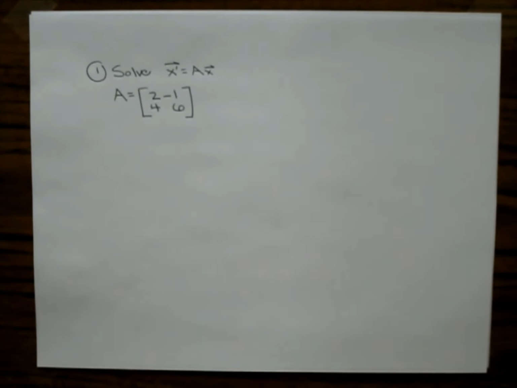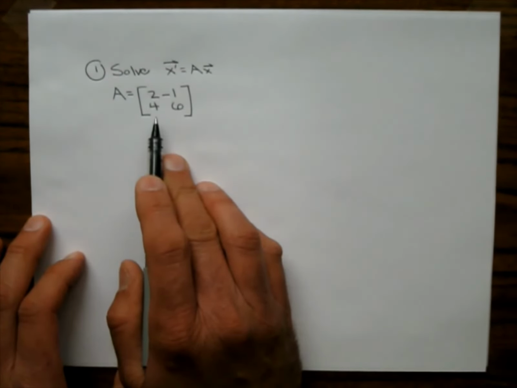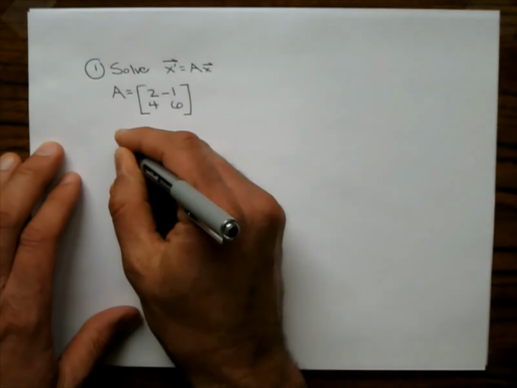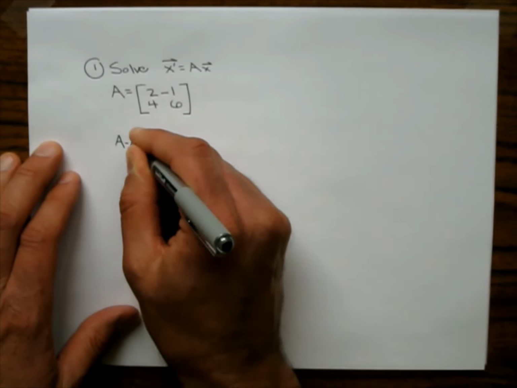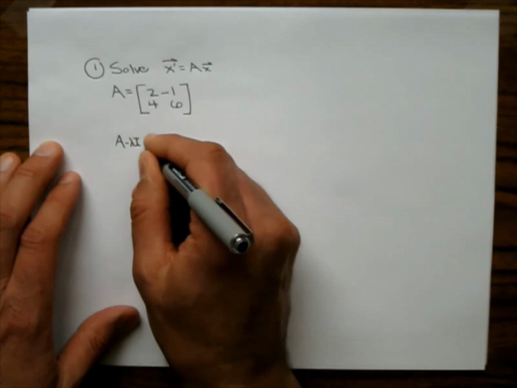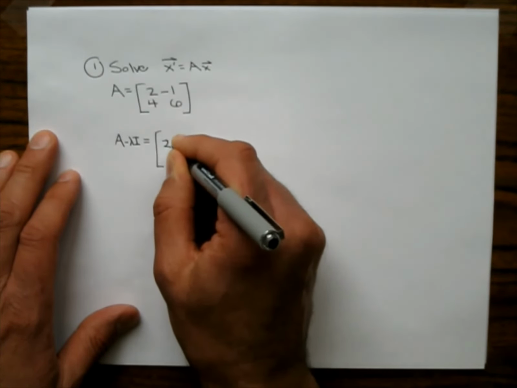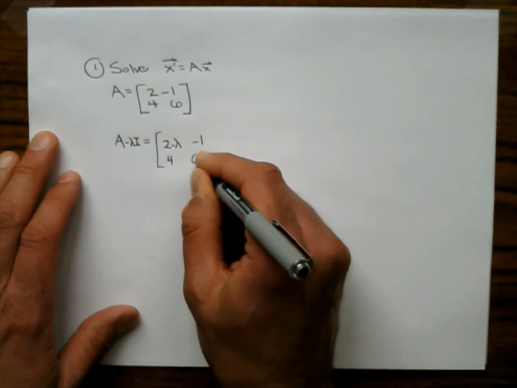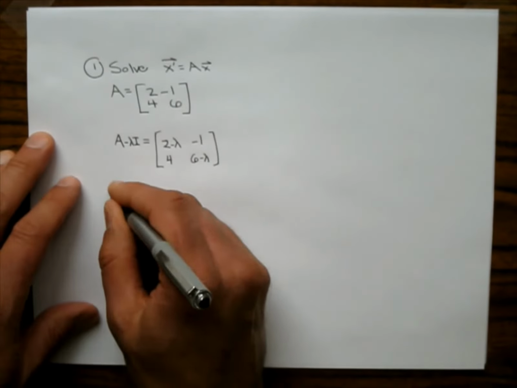So in your homework, they're going to have you solve these vector differential equations with defective matrices. So I'm going to actually do this problem from scratch so you can see what happens here. So I'm going to go A minus lambda I is 2 minus lambda, negative 1, 4, 6 minus lambda.